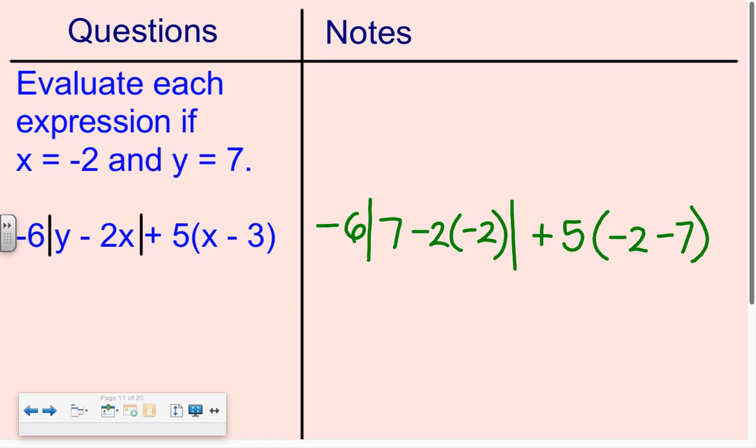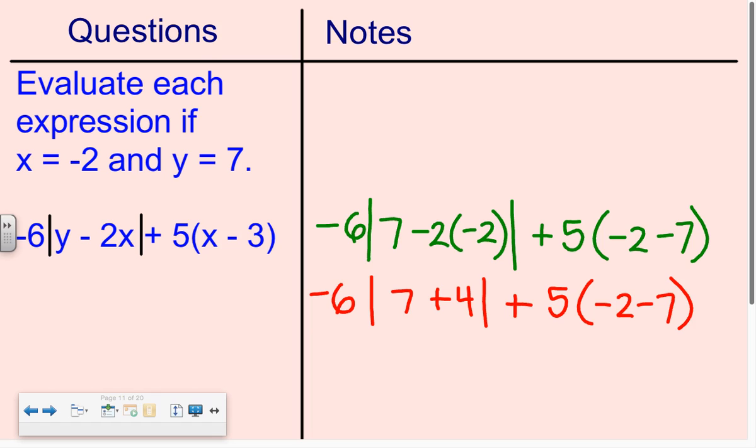So we've got multiplication and we have subtraction. So -2 times -2 is +4. So now instead of 7 minus 2 times -2, I've got 7 plus 4. Bring everything else down. 7 and 4 make 11. And I'm also on this one going to work with my -2 and -7. So -2 and -7 make -9.